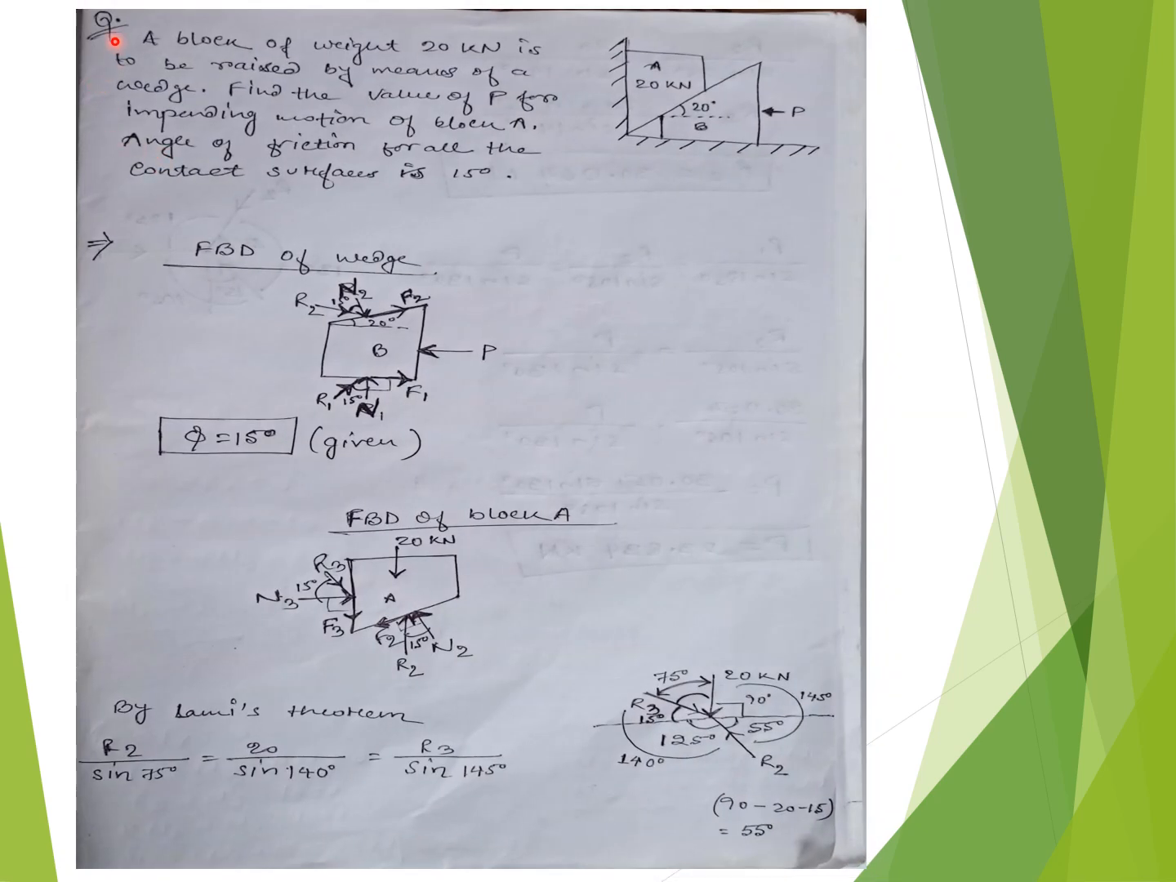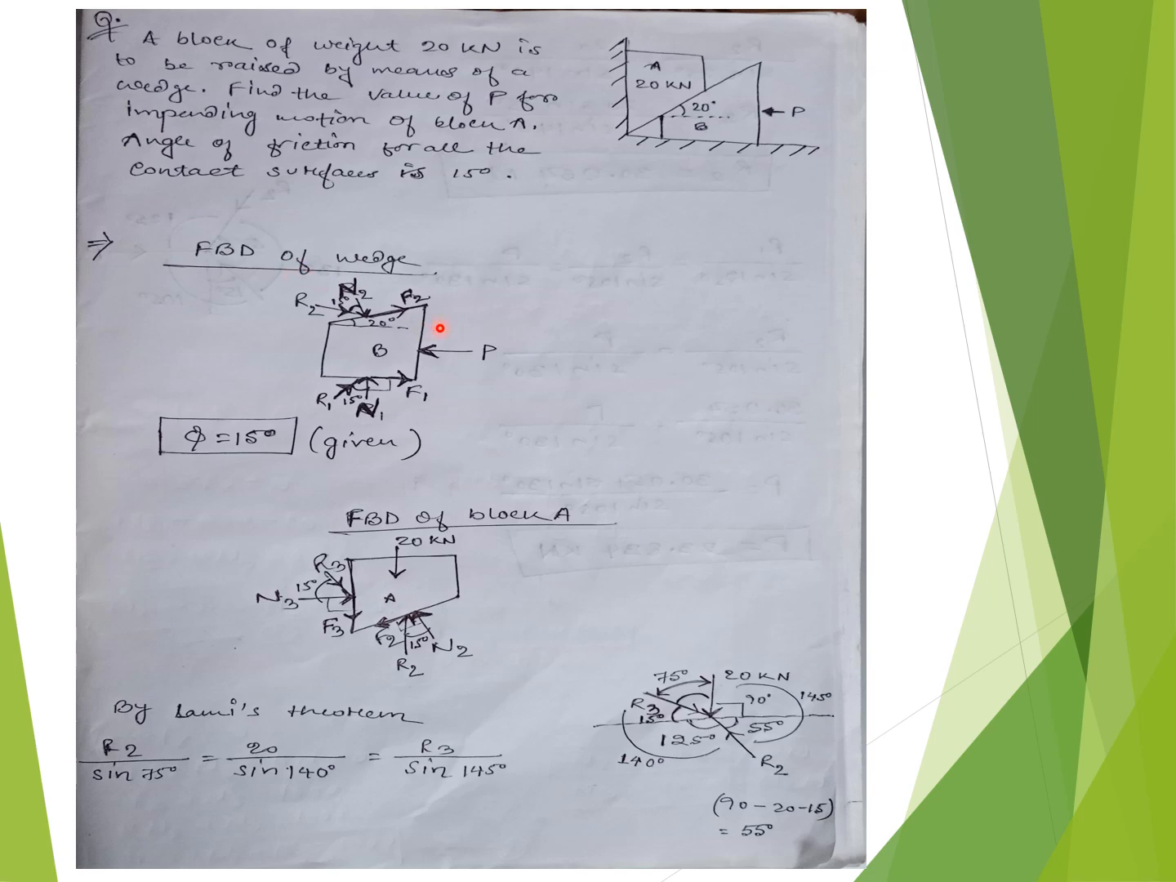Here is one numerical on wedge friction. A block of weight 20 kN is to be raised by means of a wedge. Find the value of P for impending motion of block A. The angle of friction for all the contact surfaces is given as 15 degrees.